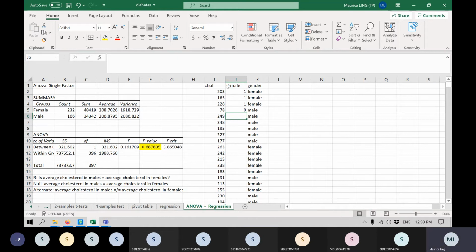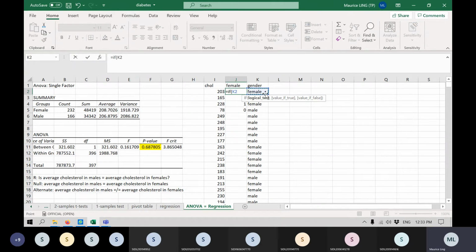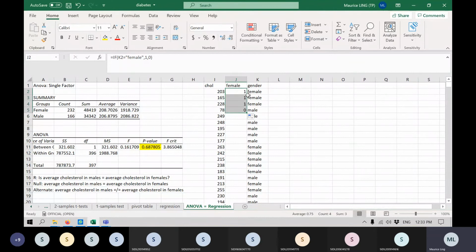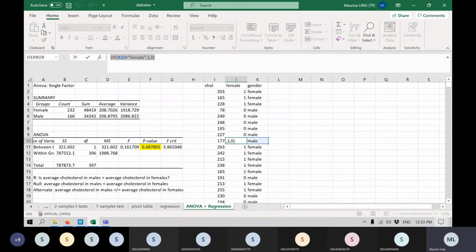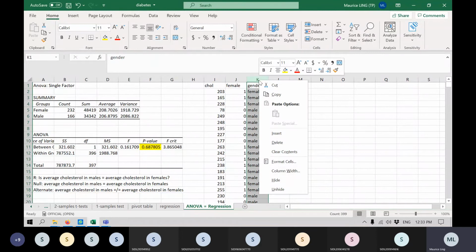Okay. So what I'm going to do is just use an if statement. If the gender equals female, then it is 1, otherwise it's 0. So that will solve my problem. It's just this equation. If it's 0, which means not female, then it should be male. So far, okay. Then let me hide this.